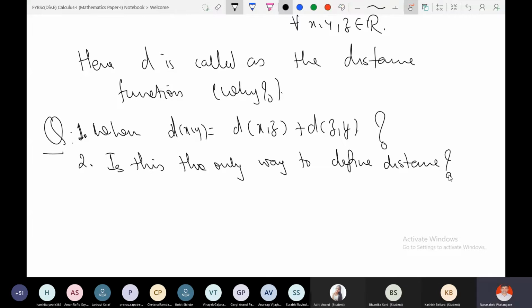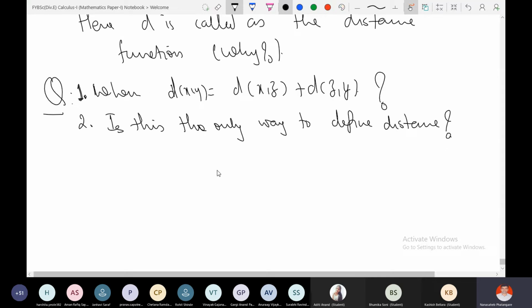As we discussed yesterday, we measure the distance from Pune to Mumbai by road, by air, by train, by railway track. So these are the different ways to measure the distance, right? So is this the only way to measure the distance on the real line, or the distance between 2 points on the real line? And what do you think?